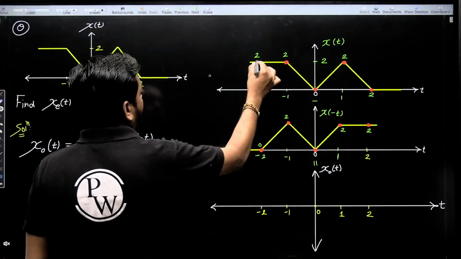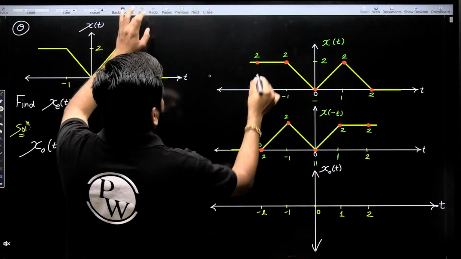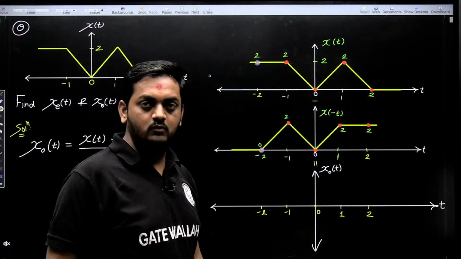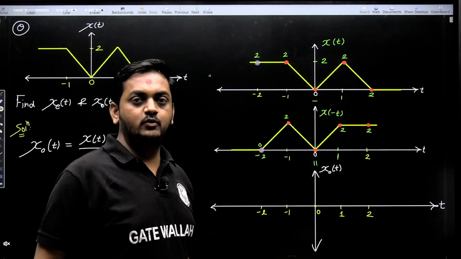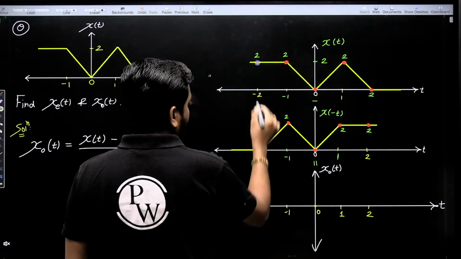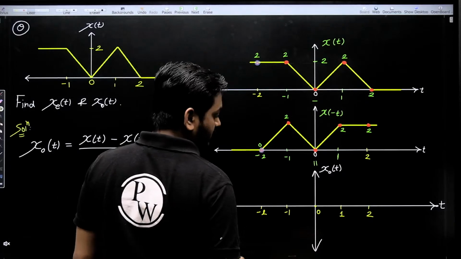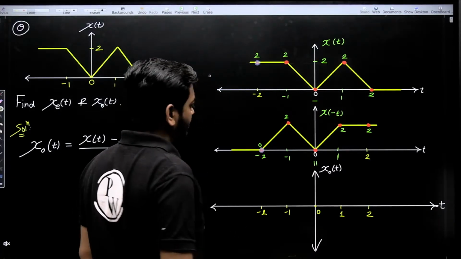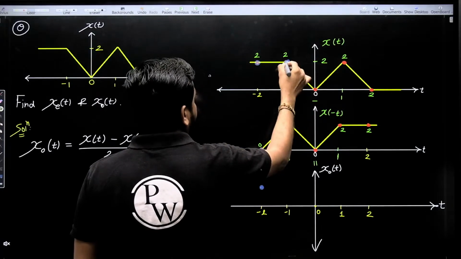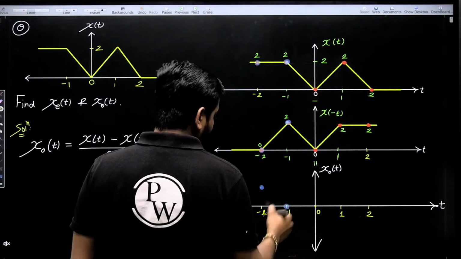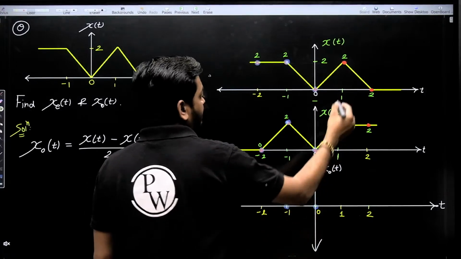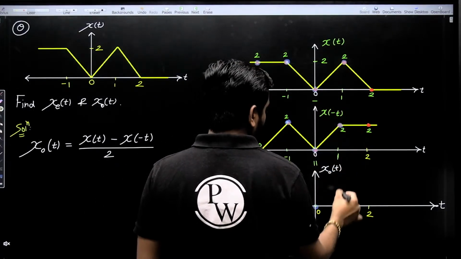So here 2 minus 0, 2 minus 0, guys. So 2 minus 0 is 2, and amplitude is divided by 2, so 2 minus 0, 2, divided by 2 you get 1, here 1 will come. Next 2 minus 2, guys, here amplitude is 2, 2 minus 2 is 0. And here this is 0 minus 0, that is 0. And here again 2 minus 2 is 0.